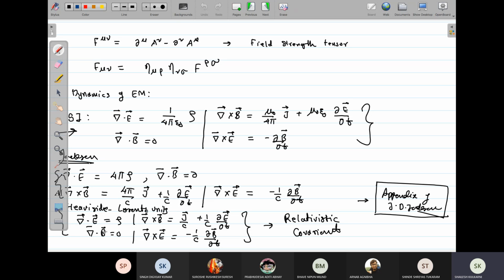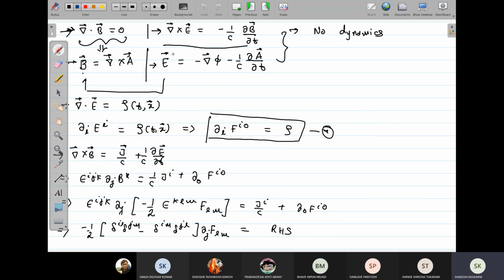Note that there is nothing wrong in writing Maxwell's equations in this form. They are relativistic. If these equations are valid in one frame, then they are valid in any other frame. But they are not manifestly covariant. They are written in terms of curls, divergences, and three-vectors. So we want to write them in a manifestly covariant form. That's why we're doing this exercise.